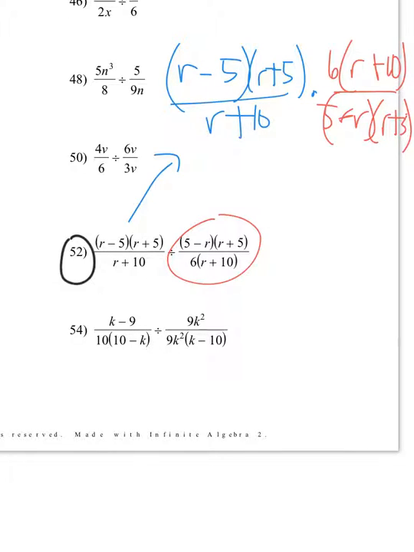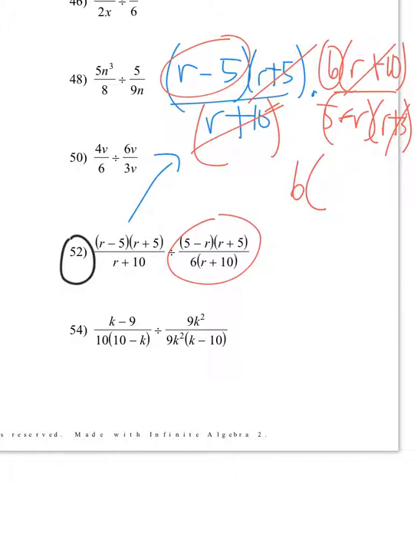Okay, so these are already in factored form, so we can cancel factors. R plus 5s will cancel. My r plus 10s will cancel. Okay, so I'm going to write it down. I have this 6 and this r minus 5. I'm going to put it as 6 times r minus 5. And then on the bottom I have 5 minus r.